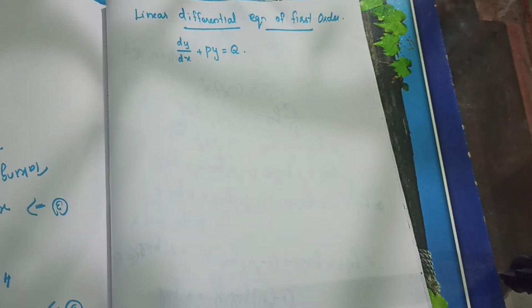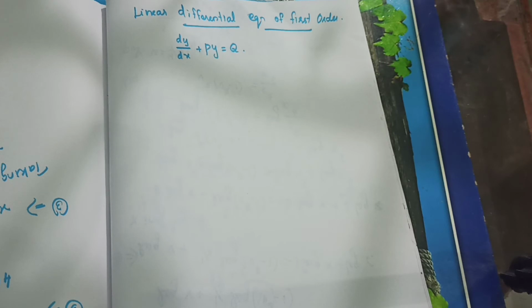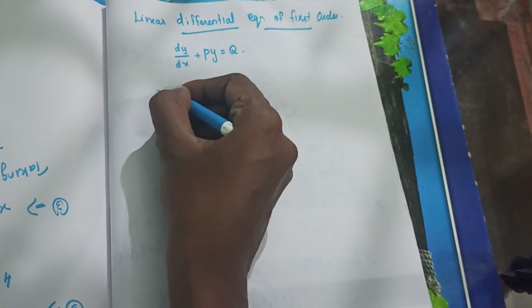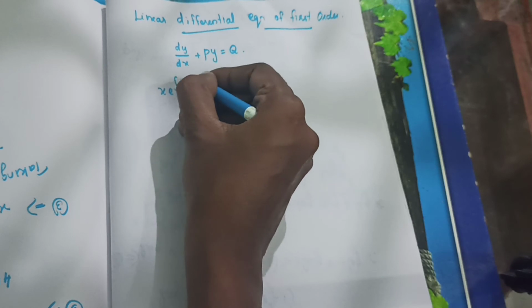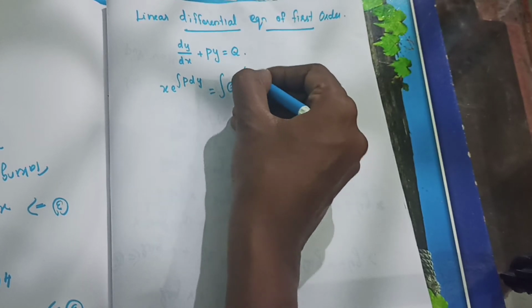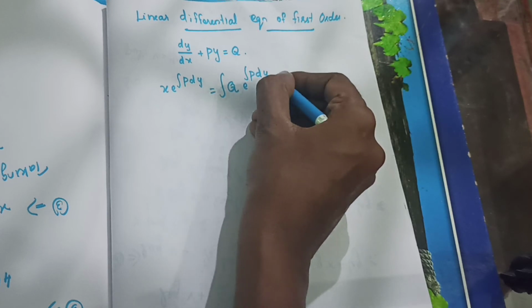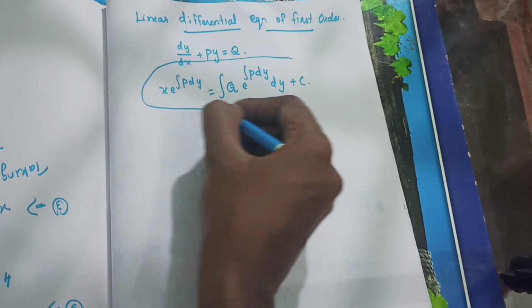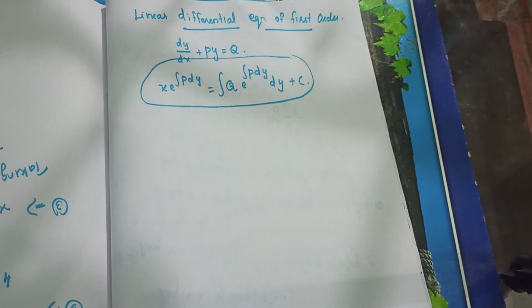Directly you can move to the problem. Just go through this one. One thing you need to take into your note: on page number 92, there is one note. This is a formula we will use here: x e power integral p dy equals integral q e power integral p dy plus c. It is mentioned in your book on page number 92 as a note.